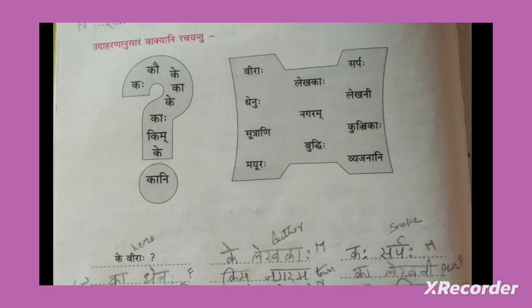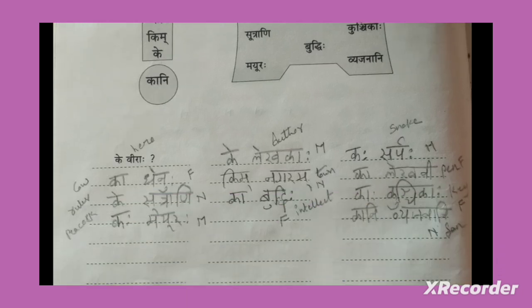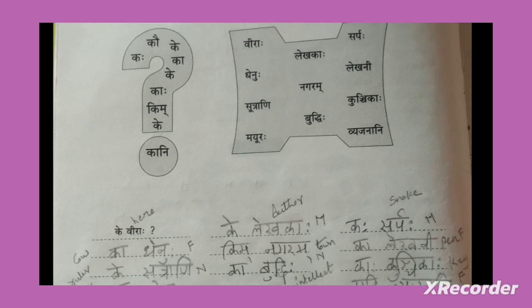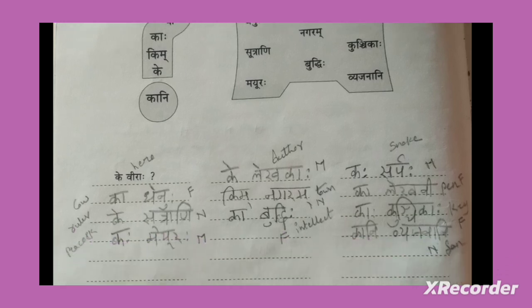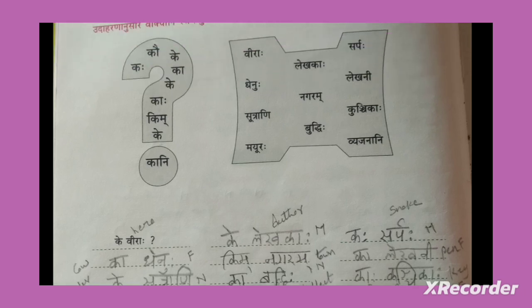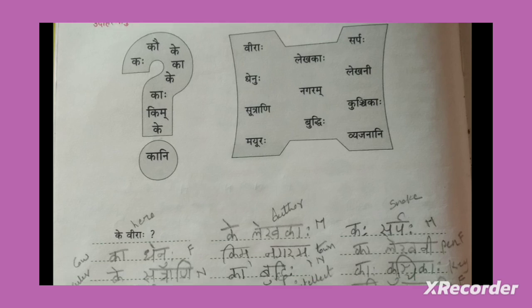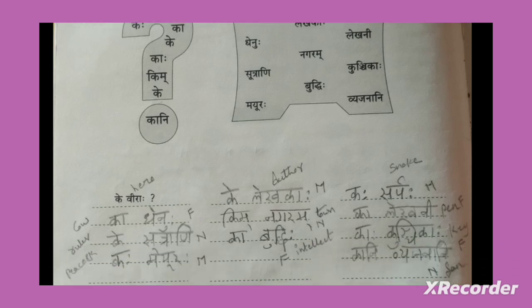So this is about how and what forms of each and every shabda. How or what. We will use these things: kaha kau ke, ka ke kaha, kim ke kani. So in the examples also we have seen which hero, which cow, which sutra, which peacock. For that we will use kaha kau ke, ka ke kaha, kim ke kani. What or how. So this exercise is done.